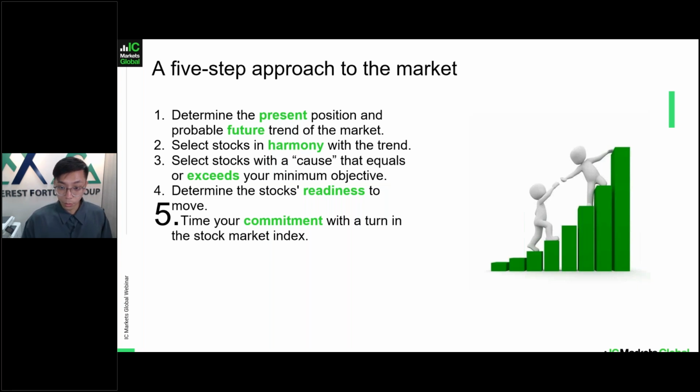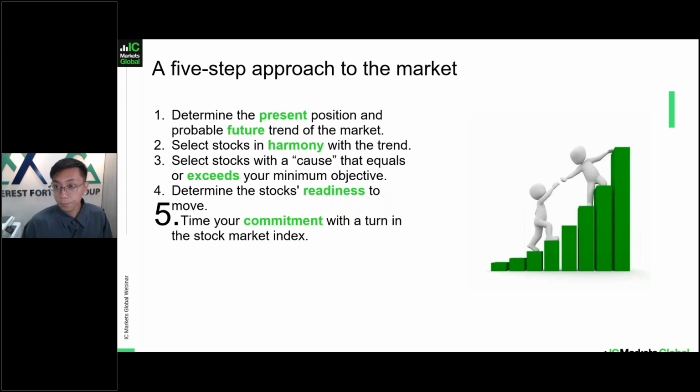Okay, and the last one will be to time your commitment with a turn in the stock market index. Commitment basically means that you have to be patient and you have to commit to the strategy itself in order to be able to execute this Wyckoff method overall.